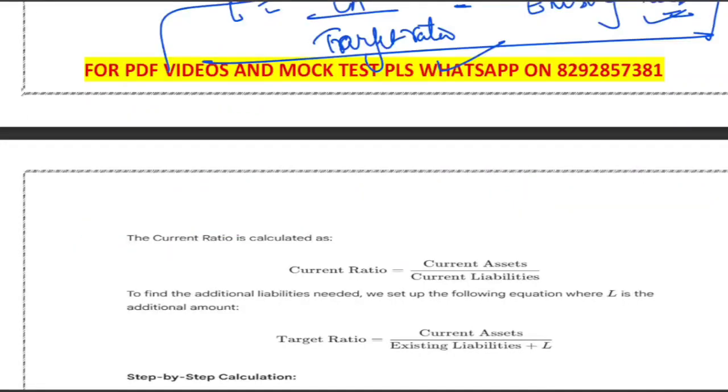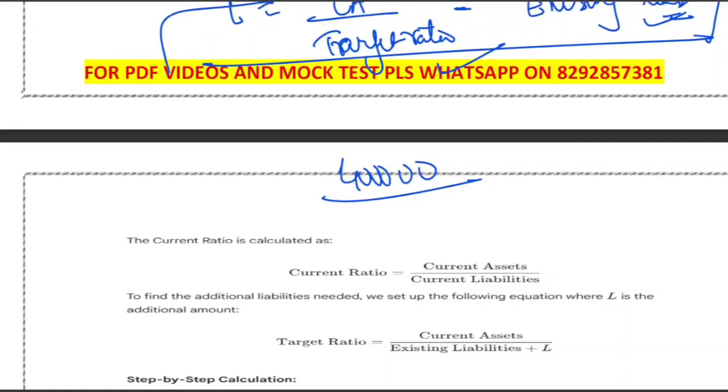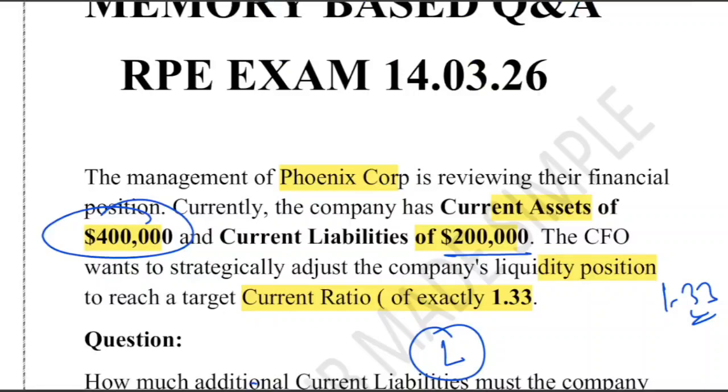Like in this case, current asset is how much? 4 lakh. Upon target ratio is how much? 1.33. And what is the existing liability? It was, I think, 2 lakh. Just do it and you will get the answer. So no need to go for this equation.